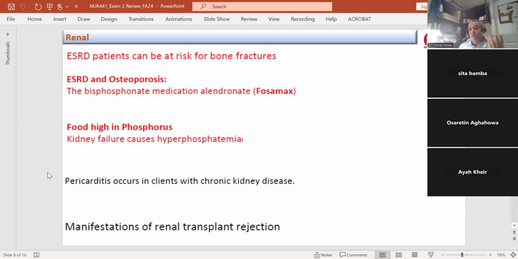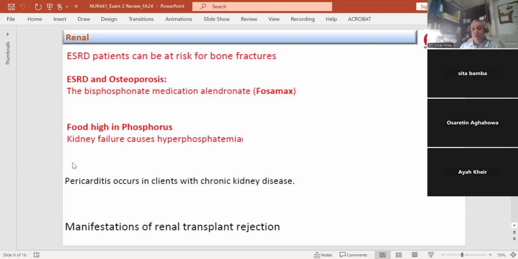And read about the foods that are high in phosphorus, because kidney failure results in hyperphosphatemia. The client with ESRD on hemodialysis, because the kidneys are unable to handle phosphorus, has to restrict phosphorus-containing foods like beans, peas, nuts, peanuts, and legumes. They are high in phosphorus and should be restricted.